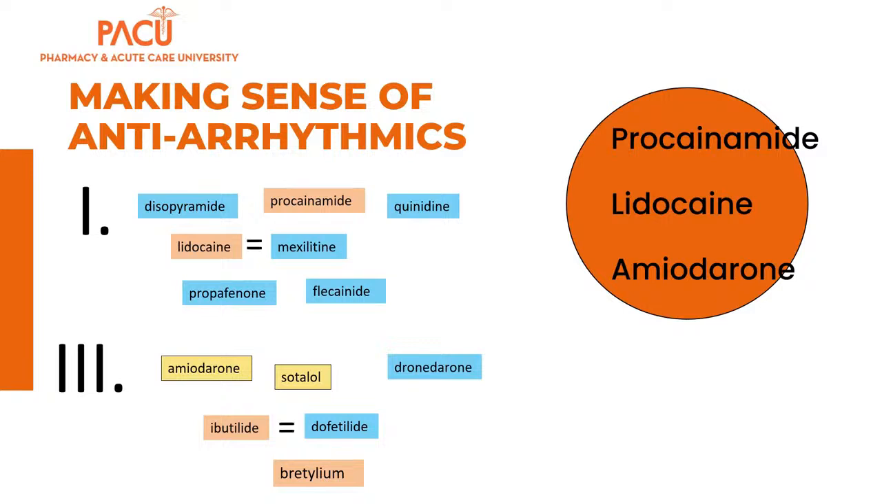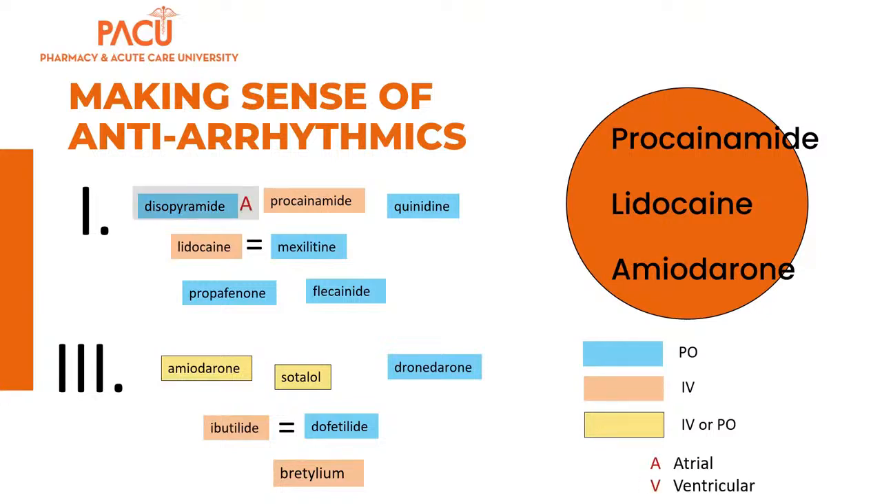Lidocaine is the same thing as mexiletine. Mexiletine is a PO form of lidocaine that can be absorbed orally. Same thing down below. Dofetilide is the same drug pretty much, but it can be absorbed easier in the gut as ibutilide. I've color-coded these to make some sense of the routes. So all the ones in blue are given PO. The orange are pretty exclusively IV, and the yellow can be given either IV or PO. Also I put a key here for atrial and ventricular rhythm.